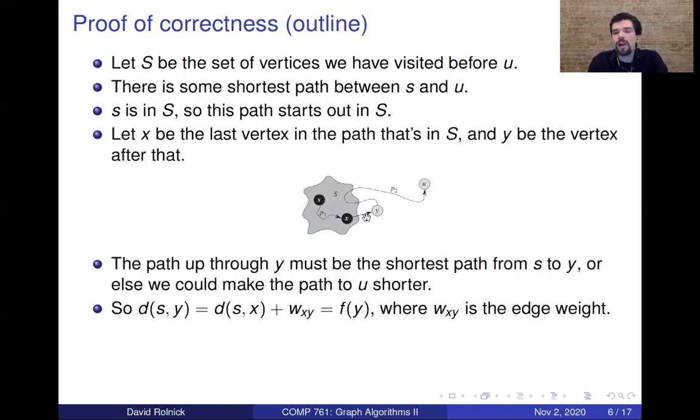that our estimate for y, when we visited x, we would have explored this edge, and we would have already assigned y the correct estimate, right? Because we know that we already had the correct estimate for x. And so we explored every edge from x, and so we would have gotten the correct estimate for y. So f(y) equals the true distance from s to y. Okay. How do we finish?